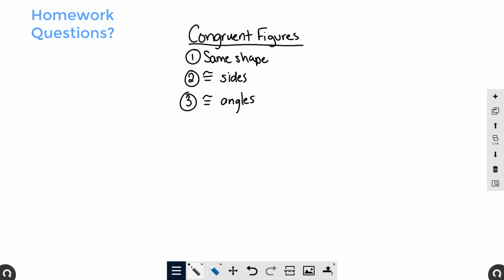So those are the three things that have to be true when you see any congruent figures. They have to be the same shape, so both triangles or squares or whatever. All the corresponding sides have to be the same, and all the corresponding angles have to be the same.